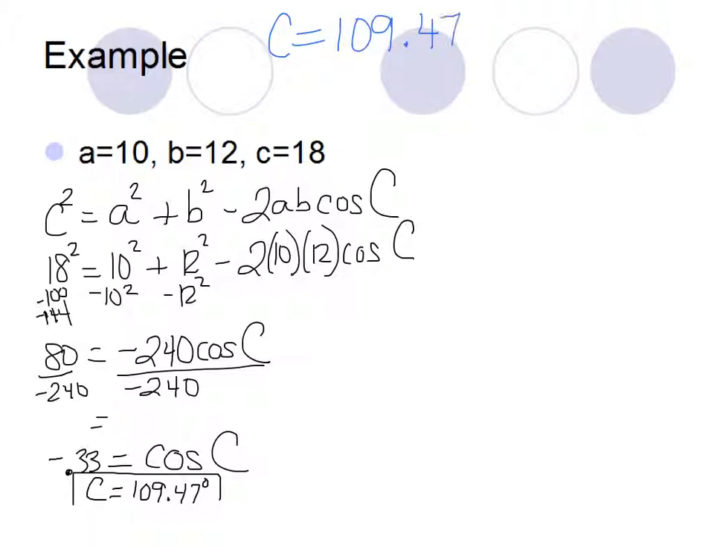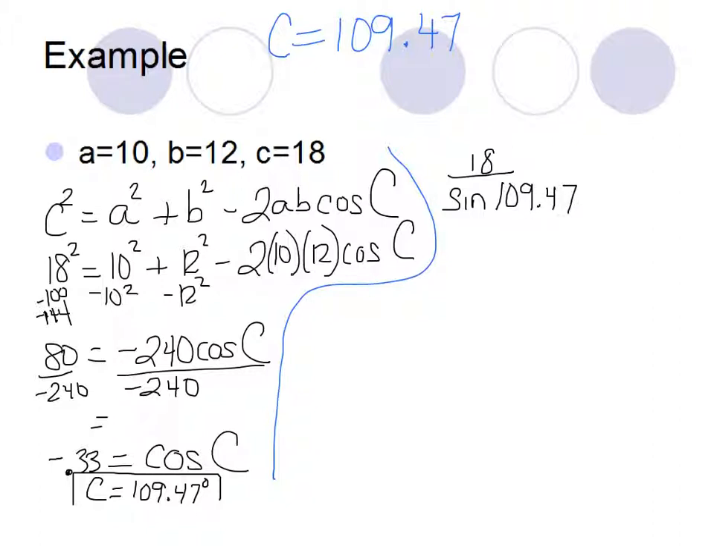Angle C is 109.47. Okay, now we have to find the other angles, and like I said, you're typically going to do law of cosines once, and then you're going to shift over and do law of sines. Since I already have the obtuse angle, it doesn't really matter which one I find. I just know that I'm going to have to do side C, 18, over the sine of angle C, so sine of 109.47. Got to use that information. Those are my matching letters.